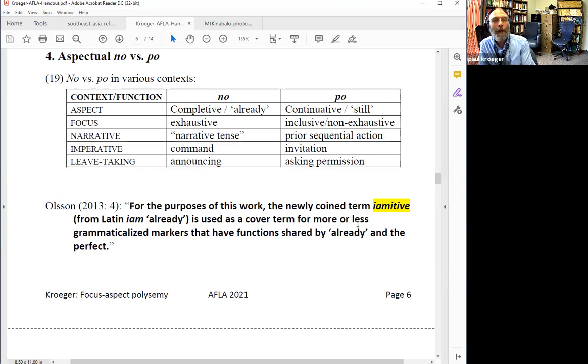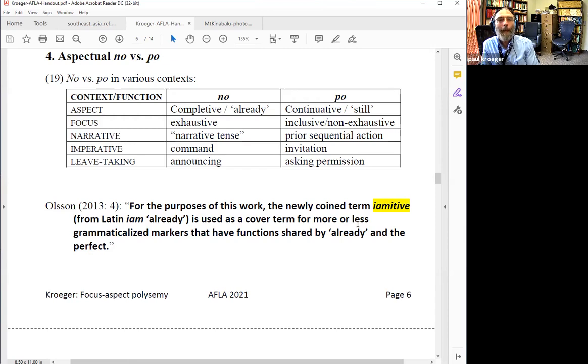It was coined by this guy Olson in his MA thesis, and he describes it as a cover term for more or less grammaticalized markers that have functions shared by already and the perfect. I don't think the term has caught on. It hasn't gotten wide acceptance, partly because no one really knows how to spell it. I had a quarrel with David Gill at the ICAL conference in Madagascar a few years ago over the spelling of this word. And of course, David turned out to be right, and I don't hold that against him. But maybe a more serious problem is the fact that Olson never defines the term. He illustrates it by using some prototypical cases.